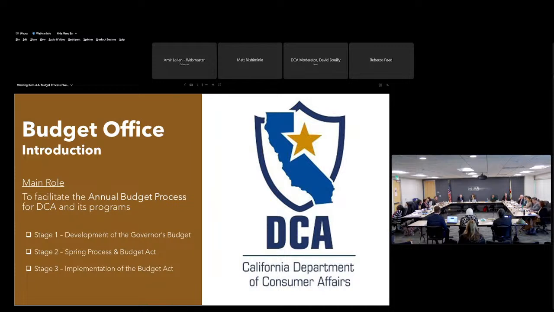The Budget Office prepares and builds the annual budget for all of the programs at DCA. This includes facilitating communication between the boards and other agencies like the Department of Finance, Business Consumer Services and Housing Agency, and the legislature. It also includes maintaining and updating the board's financial statements and projections. Building the annual budget comes in 3 stages. Stage 1 is the development of the governor's budget, which releases on January 10th. Stage 2 is the spring process and the development of the Budget Act, which releases on June 15th. Stage 3 is the implementation of the Budget Act in the budget year. Next slide.